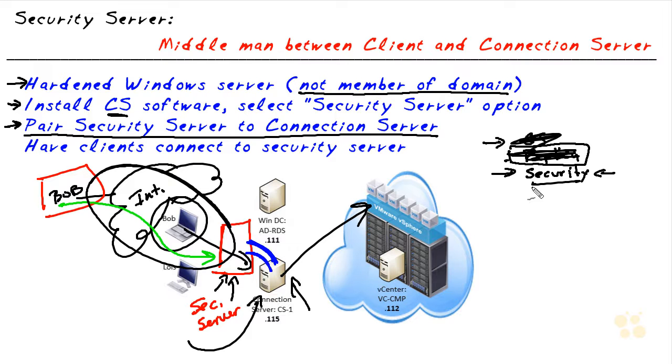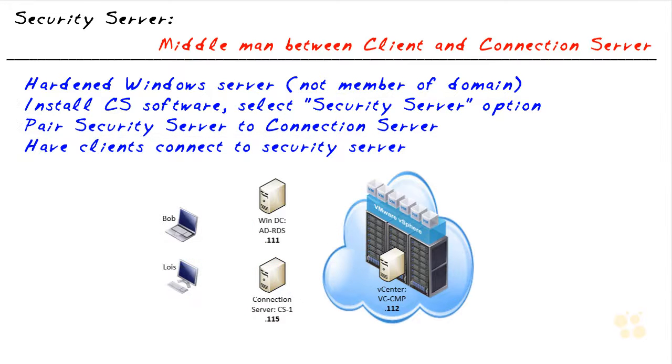So during the install of that security server, you and I are going to take just a moment, hop over to the connection server and set up that password. And that password will allow the pairing between that security server and the connection server. And then once it's in place, we just have our clients connect to the security server, who then in turn passes over those connections to the connection server over a secure path.